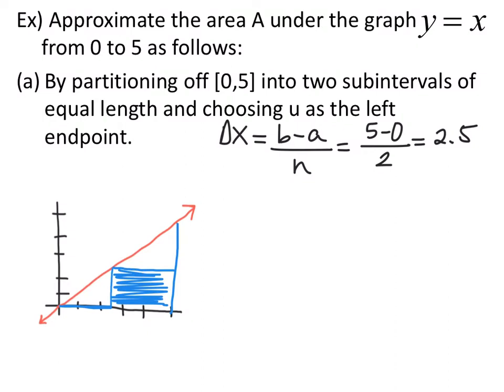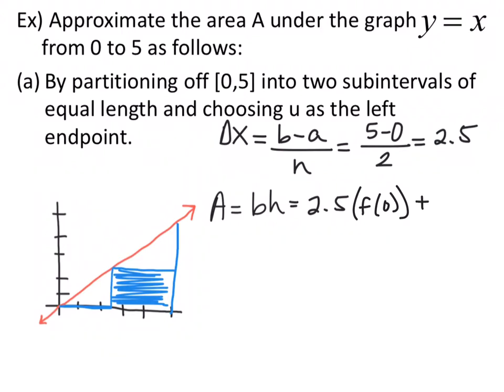So is this going to be an over approximation or an under approximation? We have all of this extra space up here, so this is going to be an under approximation, but we're still going to use it. So area of a rectangle is base times height. In this case we have two of them, so we're going to add them up. If we look at our first rectangle over here, our base is 2.5, our width is 2.5, and our height is whatever f of 0 is. So we're going to multiply that by f of 0, the y coordinate at 0.